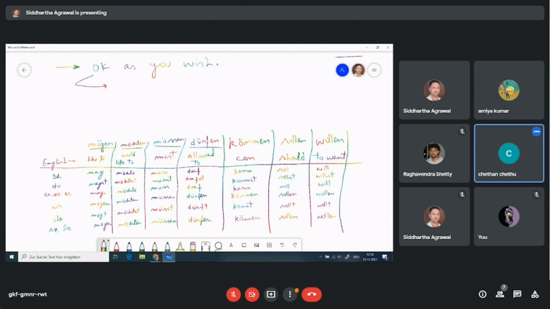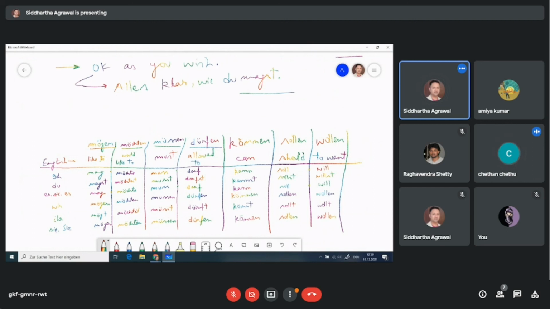As you wish. Du magst. Yes, perfect. You got it right. So here this sentence will turn into "alles klar." Let's say I'm having a small argument with Chetan or just a heated discussion, and finally I said, okay, as you wish. So in German it will turn to "alles klar, wie du magst." Simple. So this is the end of our discussion then. Alles klar, wie du magst.